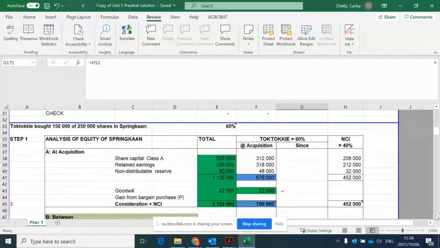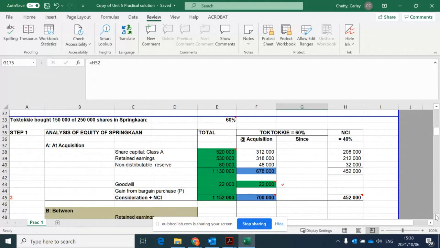Okay, so I asked you what ownership does Talk Talkie have of SpringCon, and it was 60% ownership. Because they own 150,000 shares as a total of 250,000 shares, Tok owns 60% of SpringCon. Okay, well done. So now we need to look at the analysis of equity.